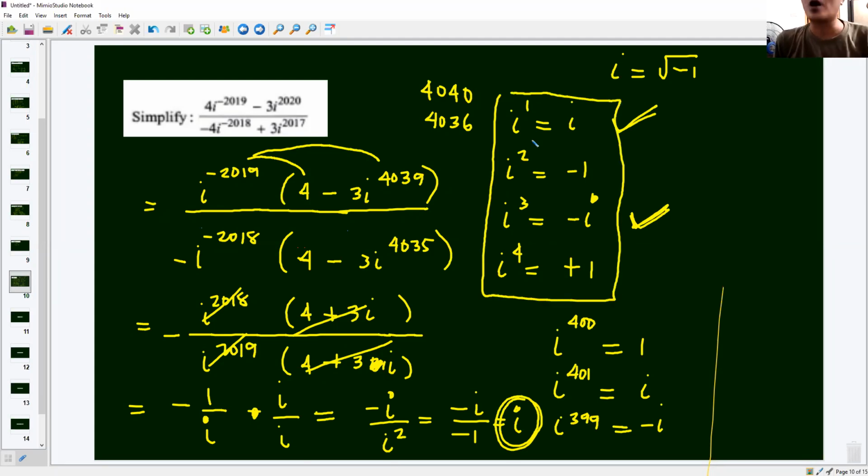Kung you have to be careful. Kung even, dalawa, negative 1, positive 1. Kung odd number, power, either i or negative i. So you have to look kung sino dun sa dalawa. Any questions? Are we good?